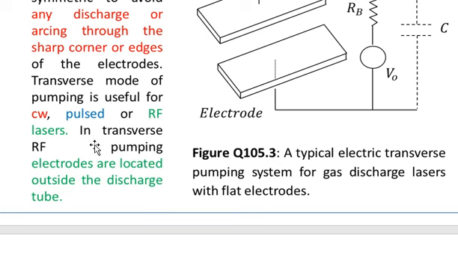So you see that here there is one advantage of the transverse radio frequency pumping. In that case, we can place the electrodes outside the gas tube. There are some advantages of that, which will be explained in the next paragraph. But the transverse pumping, especially when we are using radio frequency pumping, is useful in the sense that the electrodes are lying outside the discharge tube.